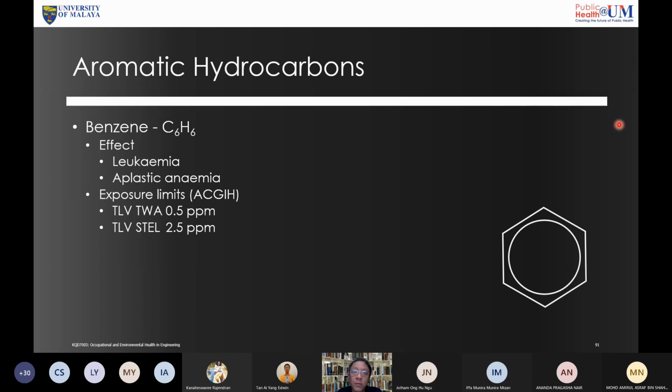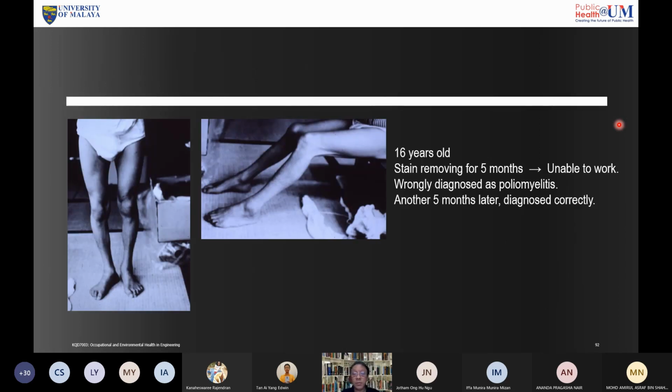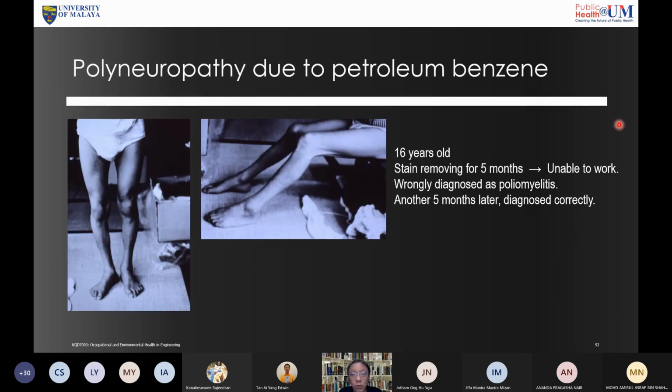So to ensure that there's no effect on the health effect. Polyneuropathy due to petrobenzene. Benzene was actually used in what we call degreasing. What do you mean by degreasing?